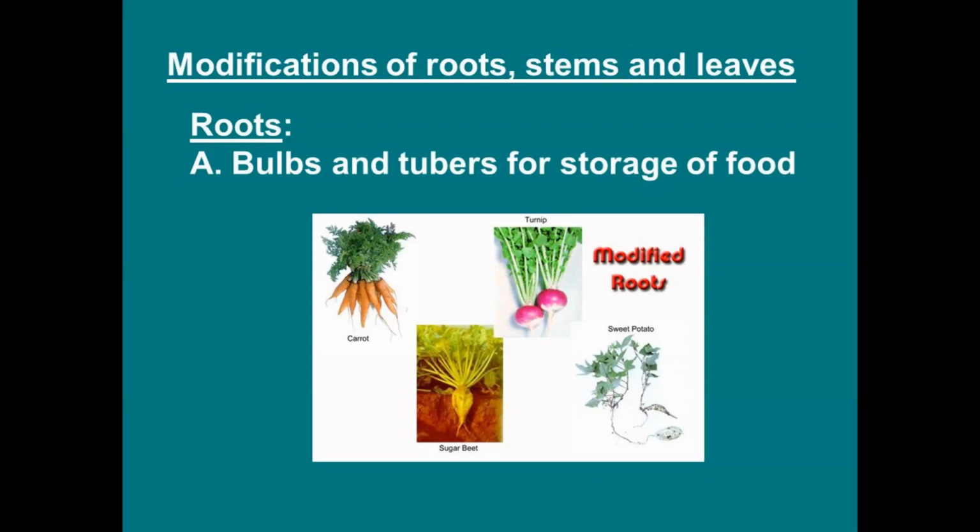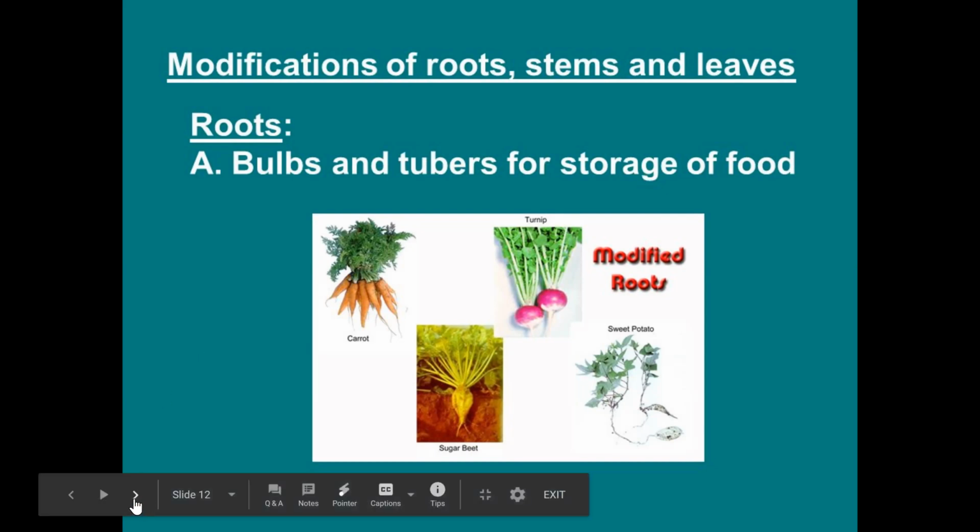Rhizomes are other types of underground stems that form adventitious roots. They spread horizontally on the ground. Turmeric and ginger are examples of rhizomes.